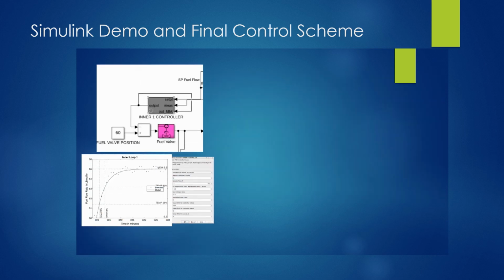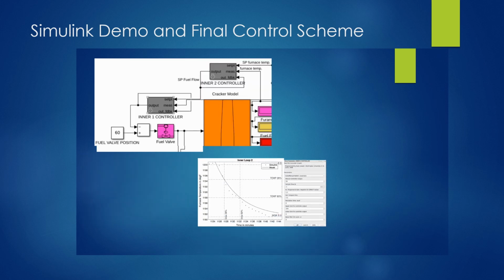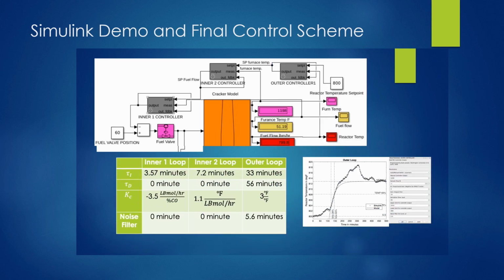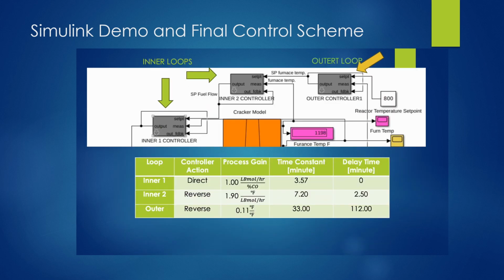The first inner loop links the fuel flow rate to the fuel valve, resulting in the fastest response among the controllers. The second inner loop ties the furnace temperature to the fuel flow rate, showing a slower response. The outer loop connects the reactor temperature to the furnace temperature with the slowest response. We use the Dahlin PI method to adjust the inner controllers, while a PID was used for the outer controller.